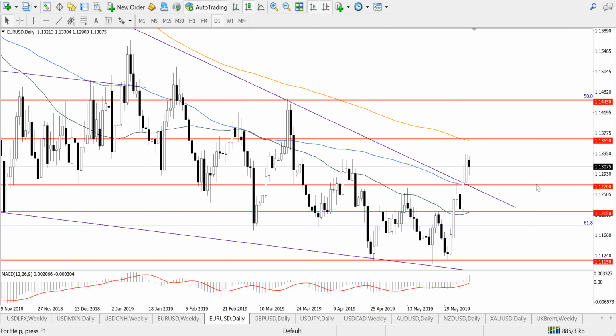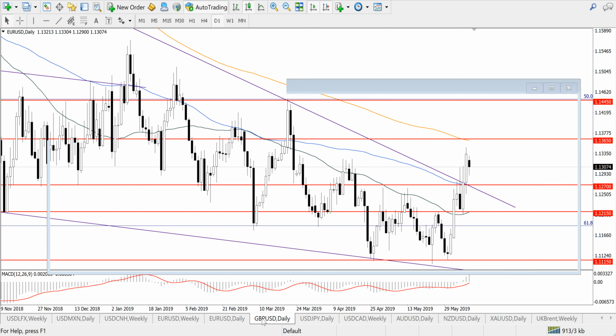Still, the overall dynamics is certainly negative, and the euro is here only because the USD is weak. We do not have major releases from the euro area, so the focus will be on the American data. Above 1.1365, the next resistance is at 1.1445, and the loss of 1.1270 will open the way down to 1.1215.